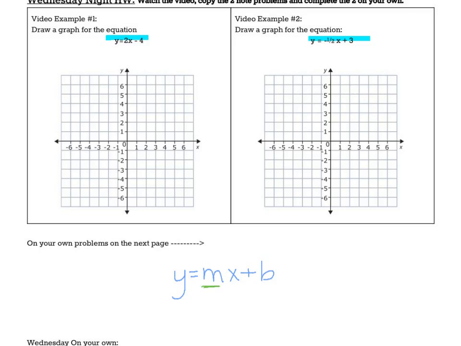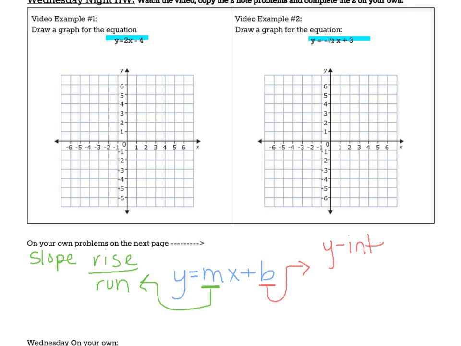So let's look at m. We should all know at this point that m is our slope, and it tells us rise over run. And we also know that b is our y-intercept, and that's where our line crosses our vertical axis.